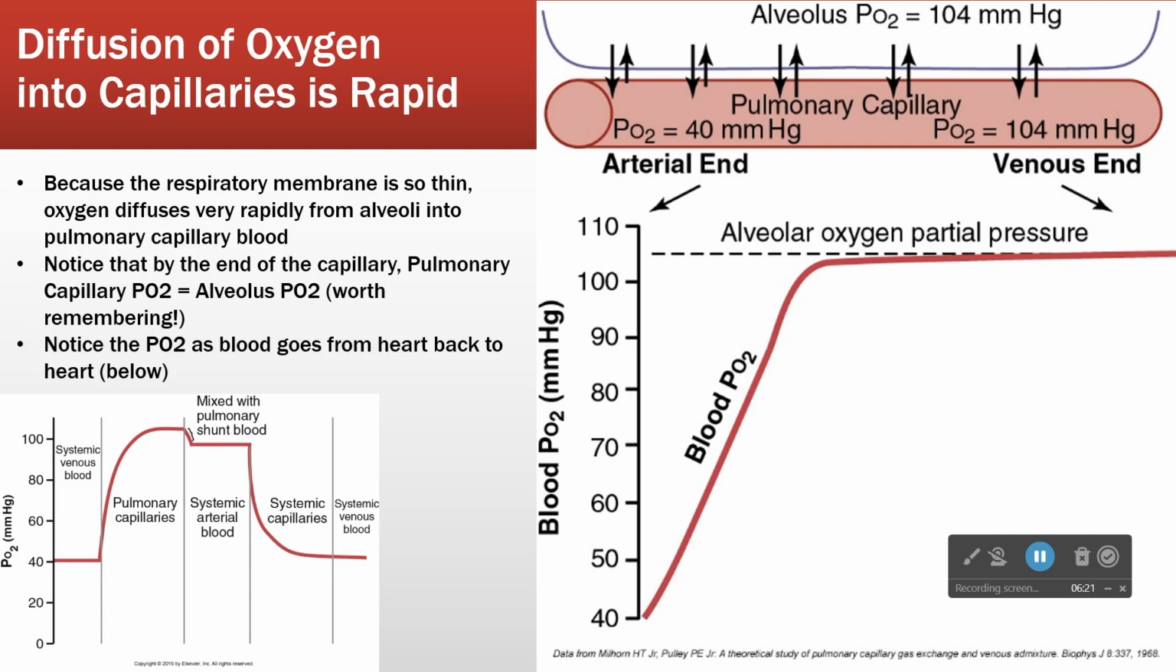But then we get to the systemic capillaries, and now we see the PO2 drops fairly rapidly. Why? Because we're delivering the oxygen at that point, right? We're dumping the oxygen in the tissues. We're unloading that oxygen so that the cells in those busy areas can use it. So by the time we pass through our systemic capillaries, we're back to 40 again.